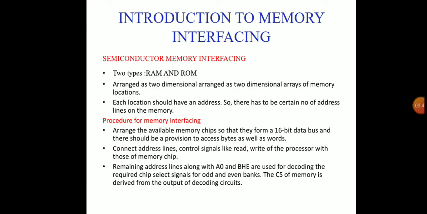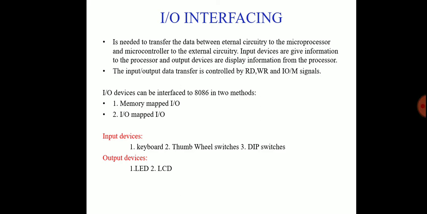And then next one, input output interfacing. The input-output interfacing is needed to transfer the data between the external circuit and the microprocessor and from the microprocessor to the external circuit. The input devices give information to the microprocessor and output devices display the information from the microprocessor. The input and output data transfer is connected and controlled by read and write and input-output memory signals.